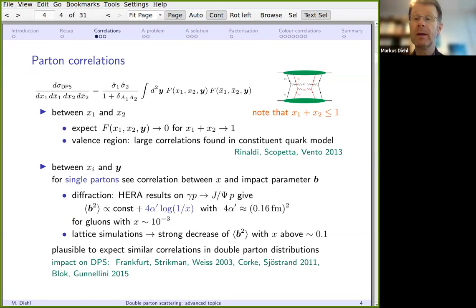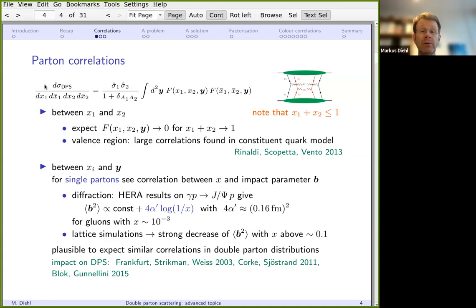So let's take a closer look at different types of correlations that the two partons can have. And here's the reminder: this is the cross-section formula we're discussing. Inside here is the DPD for one proton and the DPD for the other proton. So we are now focusing on what these functions are.